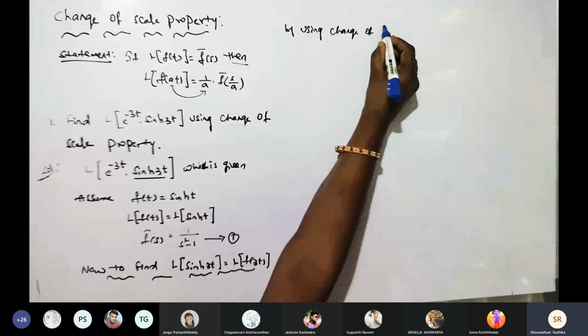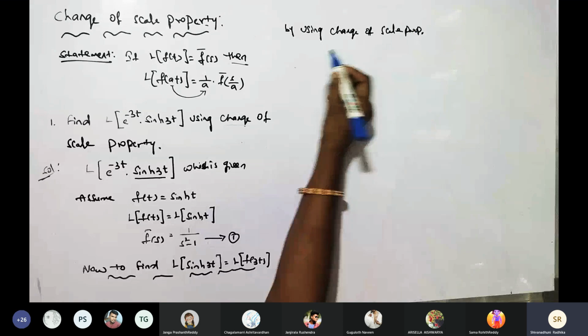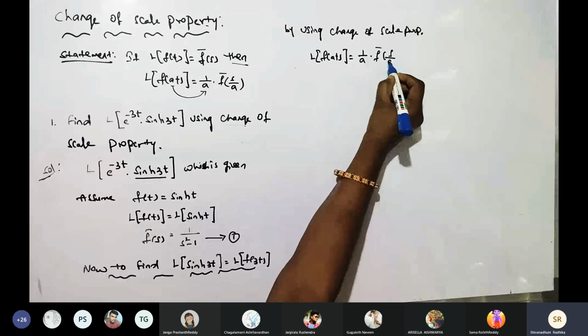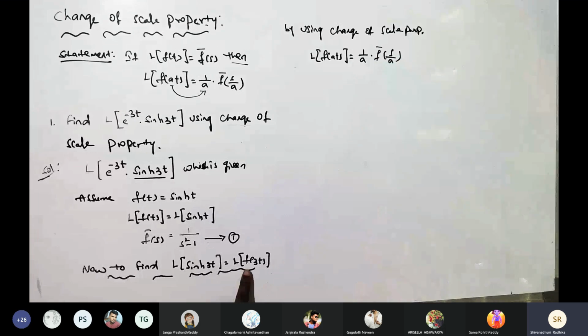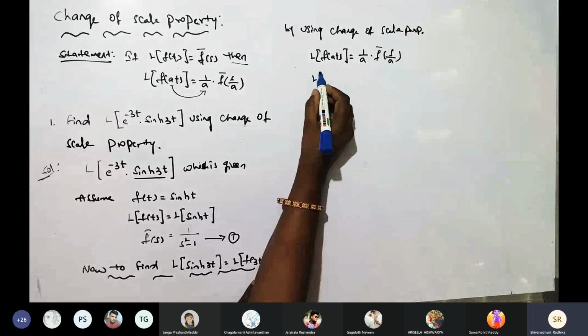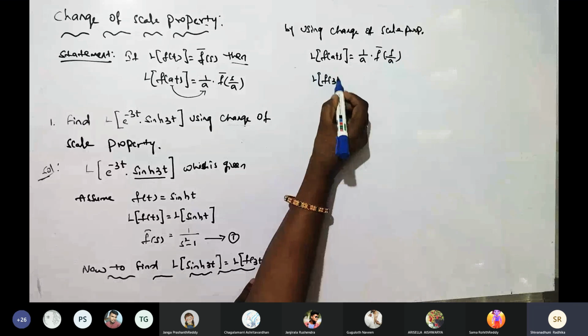By the change of scale property, what do we get here? L of f of at equals 1 by a into f bar of s by a. What we need to find here is L of f of 3t. Now the constant is 3, so it is 1 by 3 into f bar of s by 3.